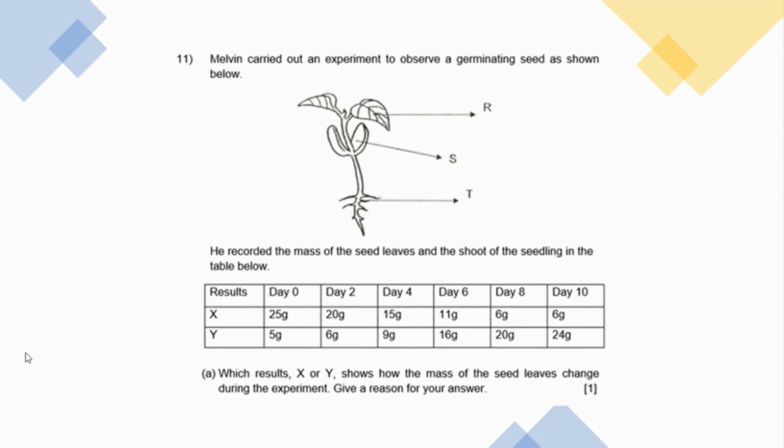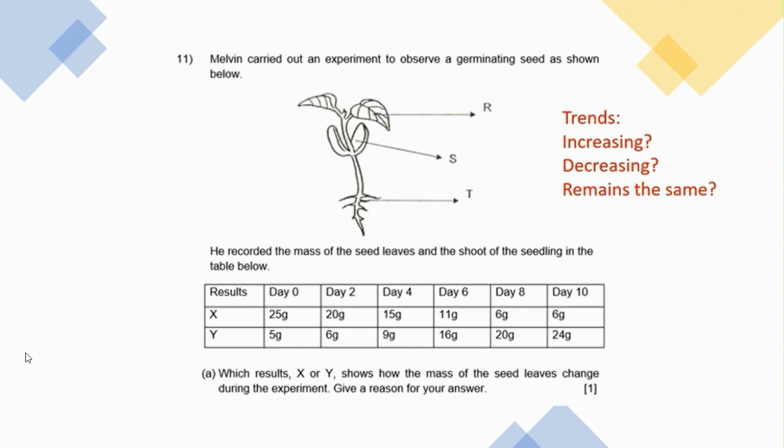Melvin carried out an experiment to observe a germinating seed as shown below. There's part R, S, and T. He recorded the mass of the seed leaves and the shoot of the seedling in the table below. Now, when you have questions on tables, you must first look at the data and look for trends. Trends can be increasing, decreasing, or it remains the same.